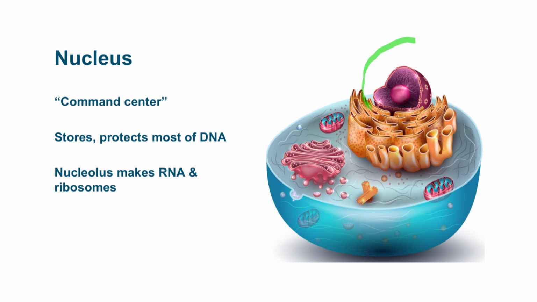The nucleus, which is here, is commonly called the command center. So this is where the instructions for doing everything in the cell come from. It stores and protects the majority of the cell's DNA. There is some DNA in some other parts. We'll talk about that later. The nucleolus, which is this little part on the inside here, makes RNA and ribosomes. So this is really important for you to remember. The key function of the nucleus is that it is the command center or the command base. It's kind of like the brain of the cell.